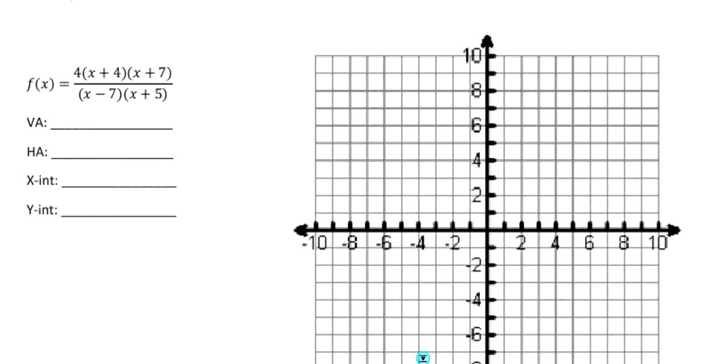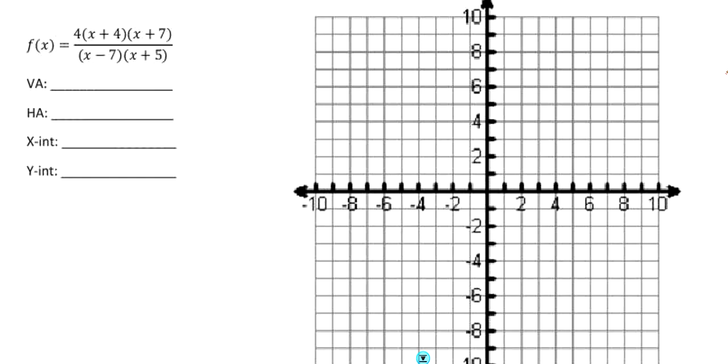So my next problem. Again, start off by writing all my information. X-intercepts are at -4, 0, -7, 0. Vertical asymptotes are at +7 and at -5. The powers are the same, so my horizontal asymptote's at the coefficient, which is 4/1, or 4.